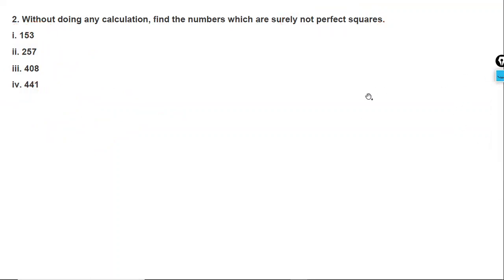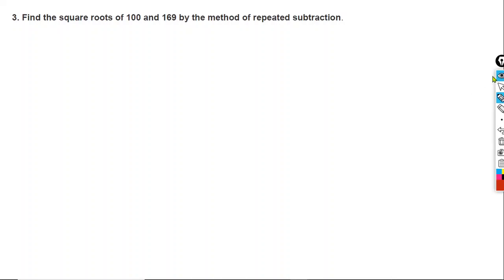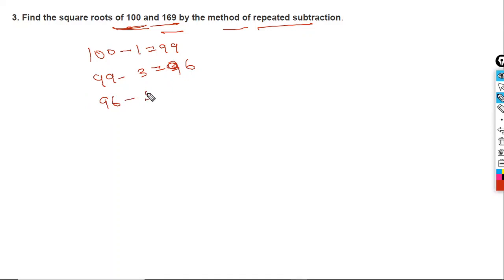Now we will move to another question, question number 3. Find the square root of 100 and 169 by the method of repeated subtraction. So here we have to repeatedly subtract and find the square root. Okay, there are two questions. We will try only one, and you try the other. I will start with 100. From 100 we first subtract 1. 100 minus 1 is equal to 99. Then 99 minus the next odd number, 3, will be equal to 96. Then 96 minus 5 will be equal to 91.